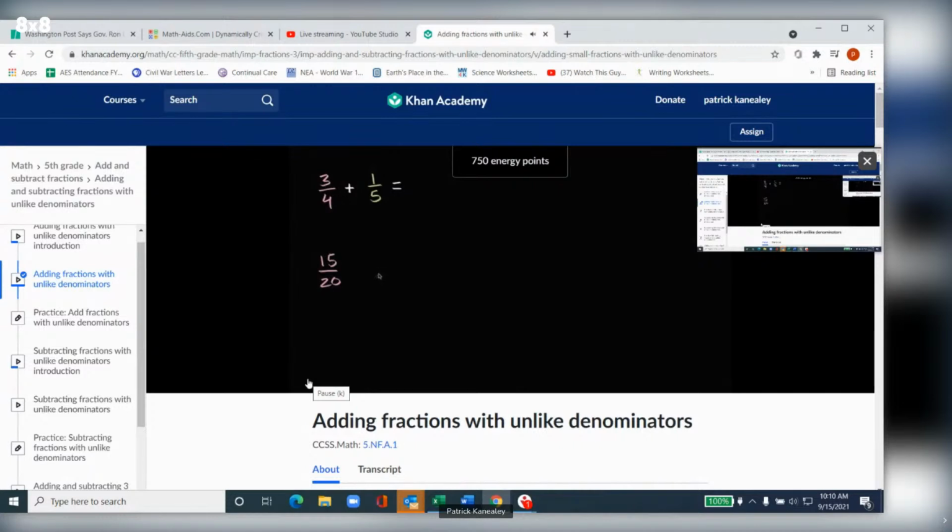And over here, 1/5, what is that over 20? Well, to go from 5 to 20, you have to multiply by 4. So to do the same thing in the numerator, I have to multiply this numerator times 4 to get 4/20. So now I've rewritten this instead of 3/4 plus 1/5. It's now written as 15/20 plus 4/20. And what is that going to be? Well, that's going to be 15 plus 4 is 19/20. 19/20. And we're done.